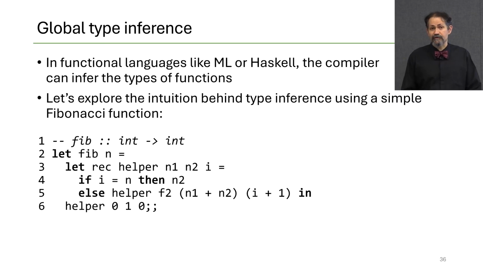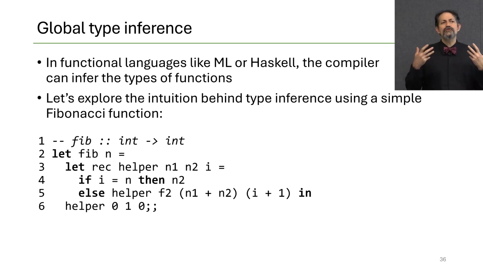We can also do global type inference, which allows us to not only omit types from local variables, but even from function declarations. In functional languages like ML or Haskell, the compiler can infer the types of functions. And that's very useful because these languages have lots of functions, and they have functions that are declared very locally, where it might be a pain to declare all their typing information.